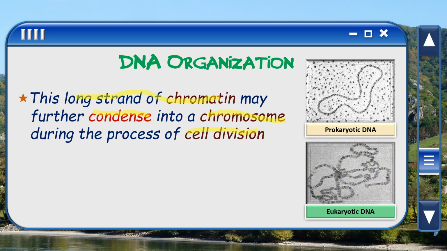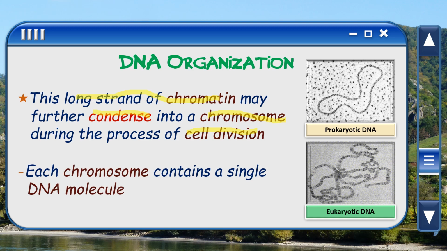Chromosomes are the ones that we can see and use during cell division. Each chromosome contains a single DNA molecule. So when you see one chromosome, it is made up of one single DNA molecule.